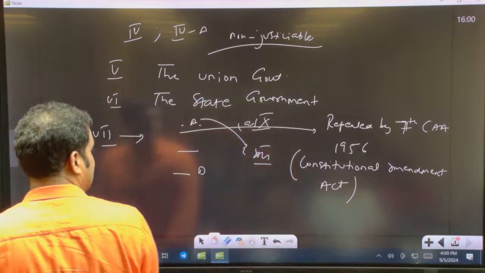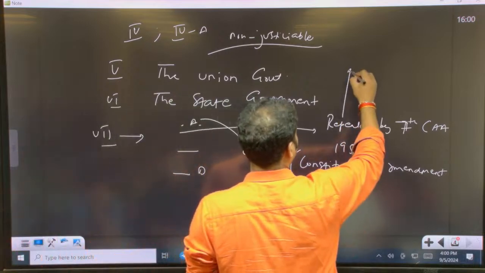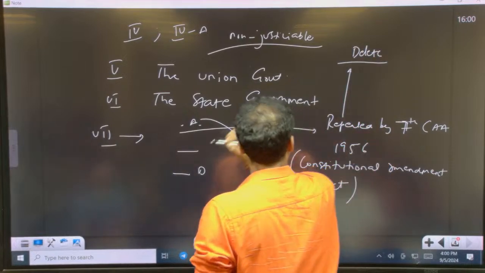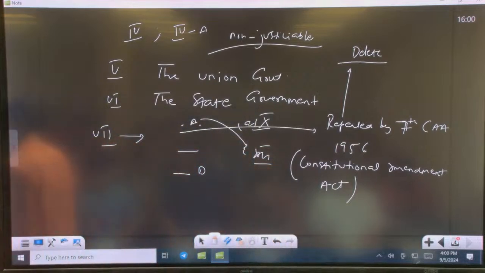Repealed by 7th Constitutional Amendment Act 1976. The meaning of repeal is to delete something. What it means is that part number 7 was there in the original constitution. From 1949 to 1956 it was part of our original constitution, right? In 1956 Parliament decided to remove that part, to delete that part. So the word used is repealed.